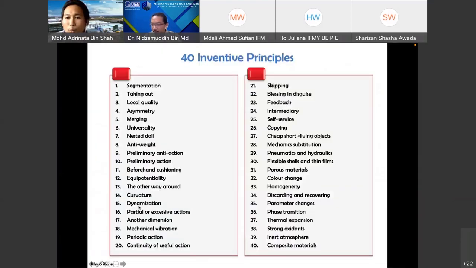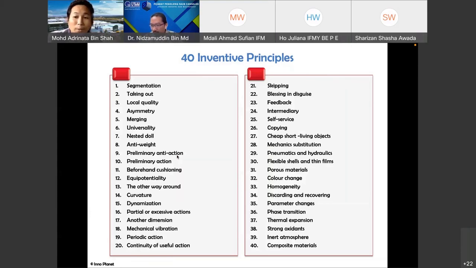Dynamization. What is dynamization? Number 19, periodic action. Okay, something that I can ponder, periodic action. And number 9, preliminary anti-action. So the keyword is something action. This is the only general solution. The specific solution is up to the engineers.